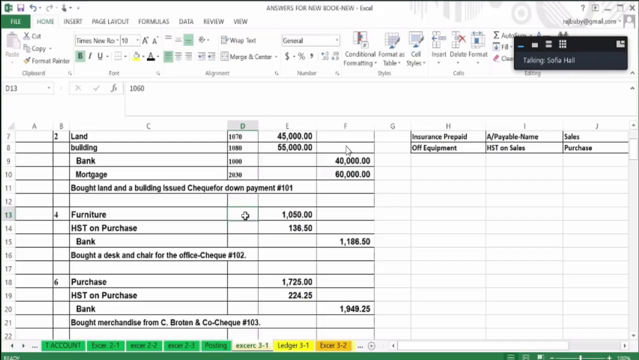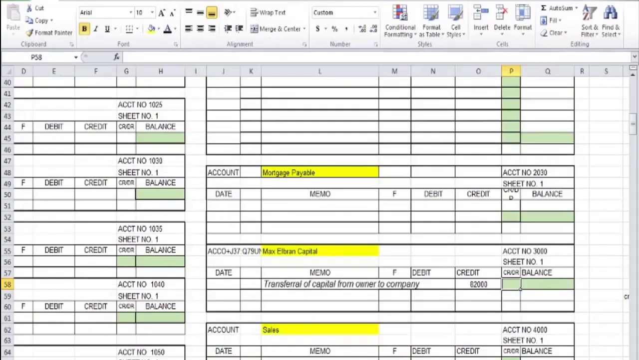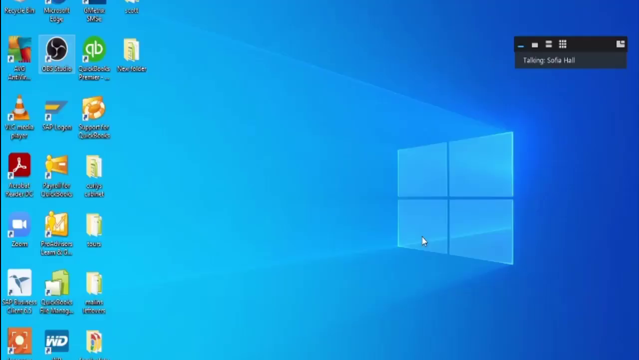If you know where the ledger is, the first portion, the second portion, and the third portion. The first portion, everything is asset. The second portion, liabilities and some of the capital and revenue and expenses. The third portion is 2, 3 expenses.